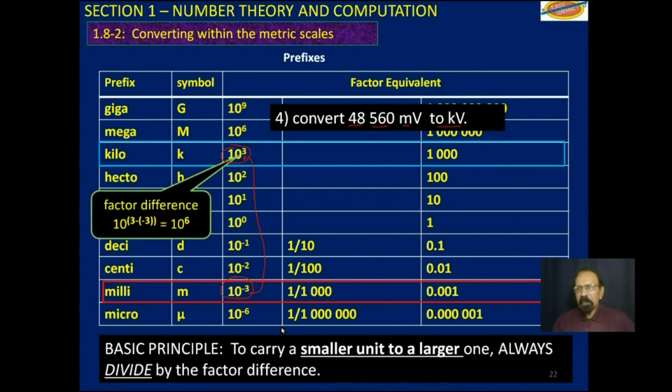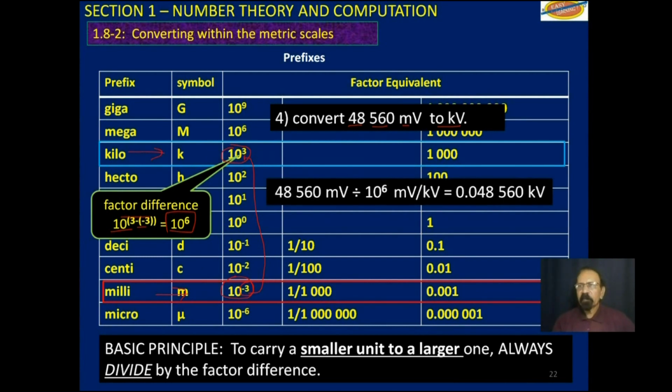So let's see, our factor difference is 10 to the 3rd power minus negative 3rd power, and we get 10 to the 6th. So our factor difference is 10 to the 6th power, which is a million. It means it takes a million millivolts to make 1 kilovolt. So obviously we will divide by a million. So we divide that number by 10 to the 6th.